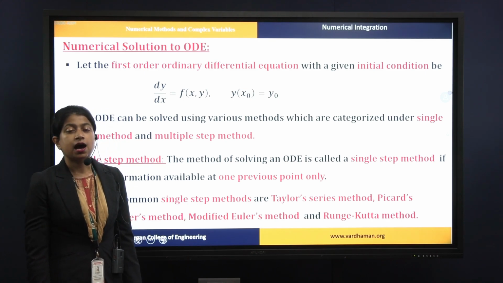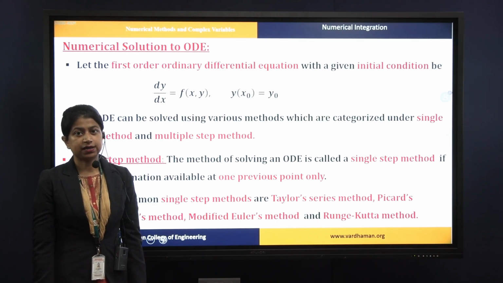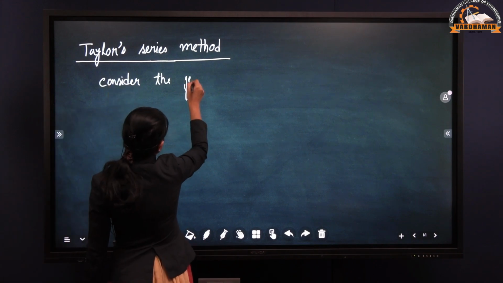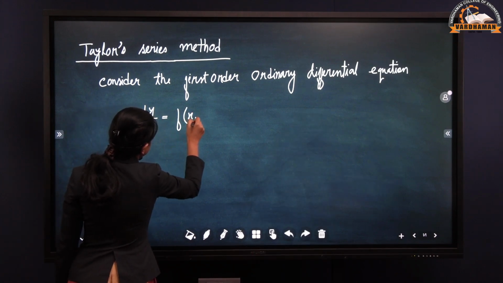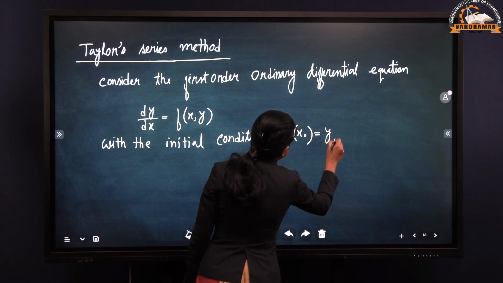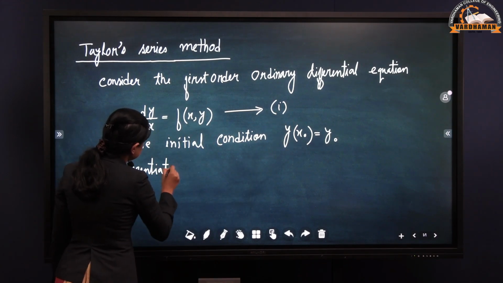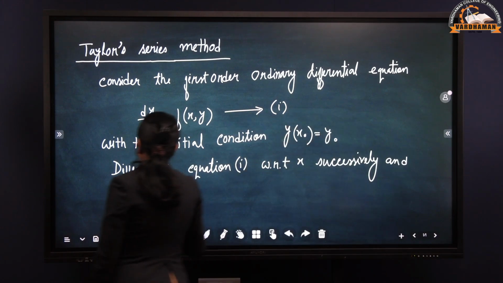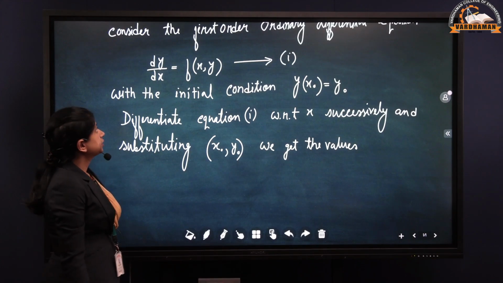Let us now see how we can solve this ordinary differential equation using Taylor series method. First of all, we will consider the first order ordinary differential equation dy by dx is equal to f of x, y with the initial condition y at x naught is equal to y naught. Let us take this as equation number 1. Now we will differentiate equation 1 with respect to x successively and substitute x naught and y naught. We get the values.